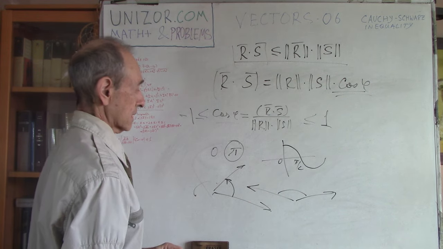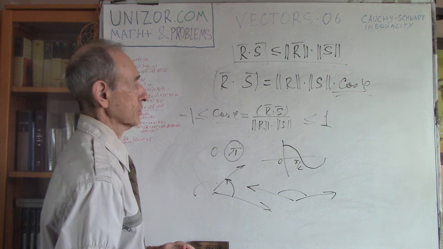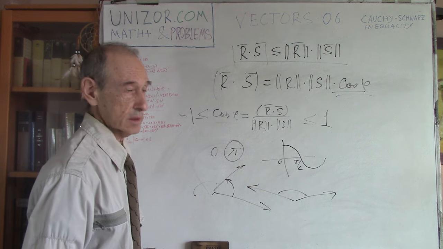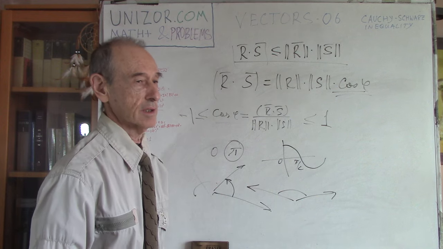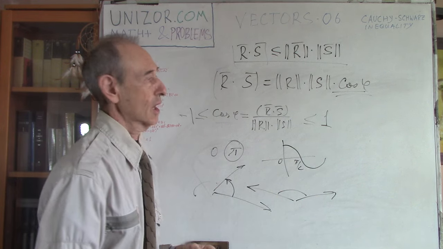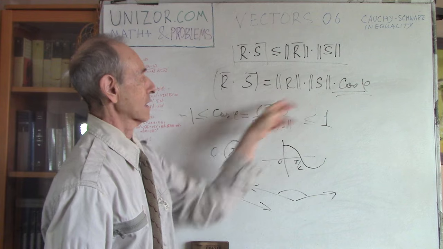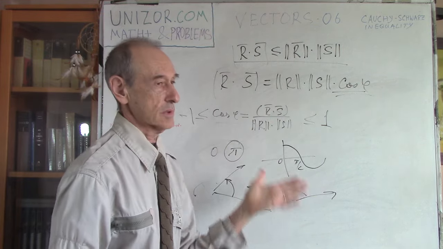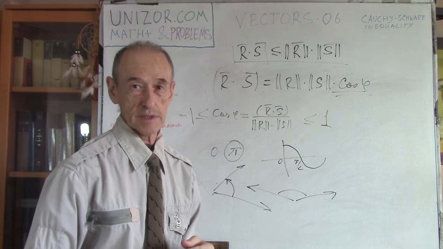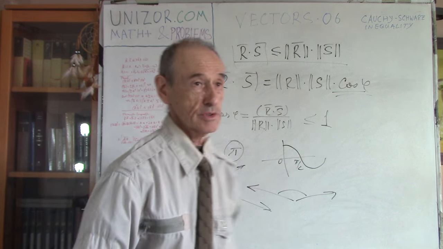Okay, so basically that's it. These are two important consequences: the triangle inequality and the legitimacy, if you wish, of defining the angle using this kind of formula, because we come up with a number which can really be interpreted as a cosine. Well, that's it for today.